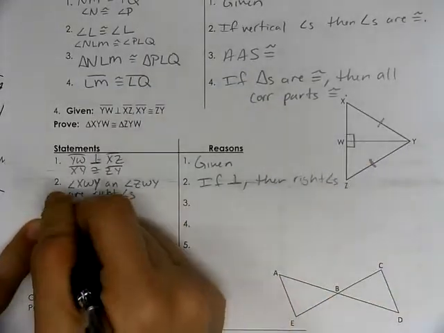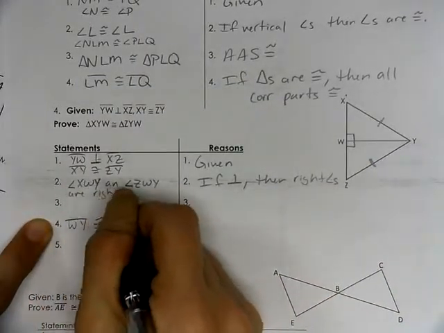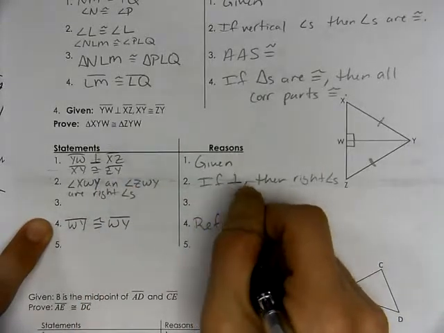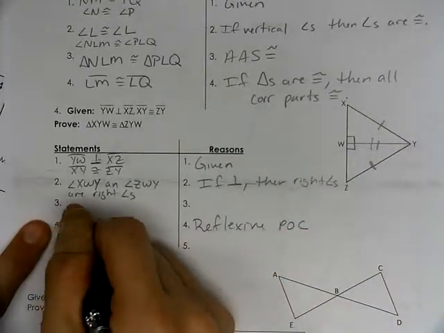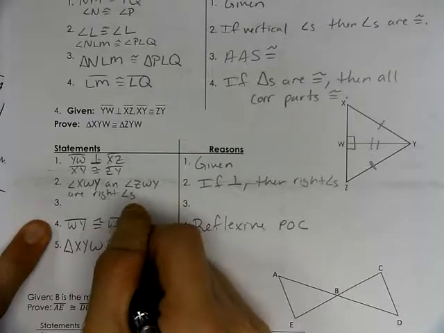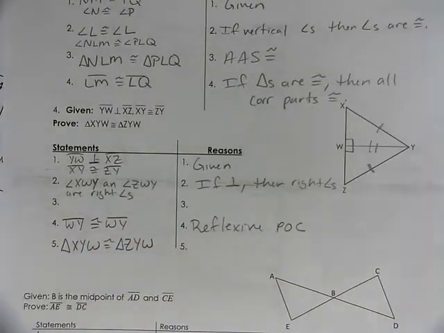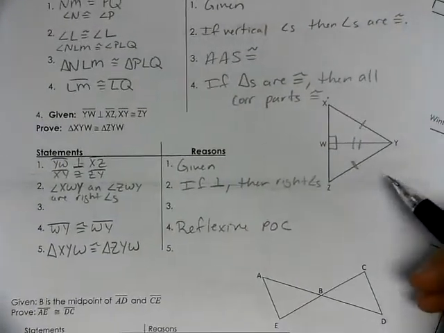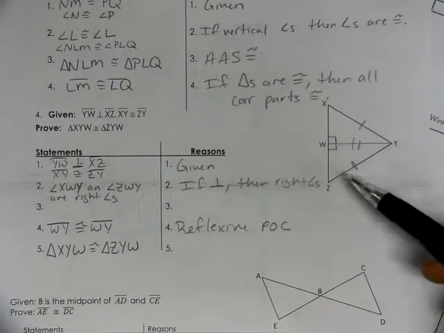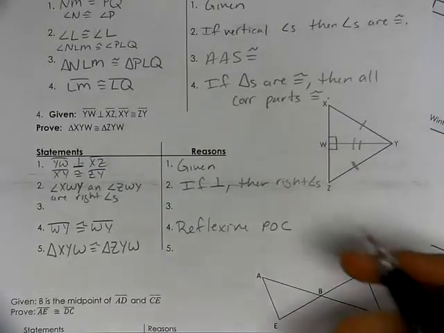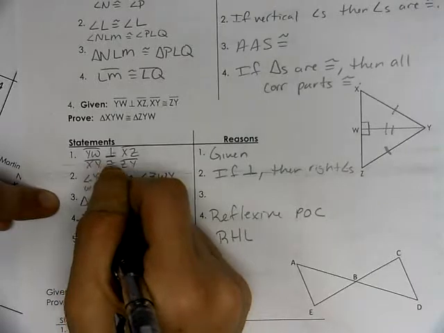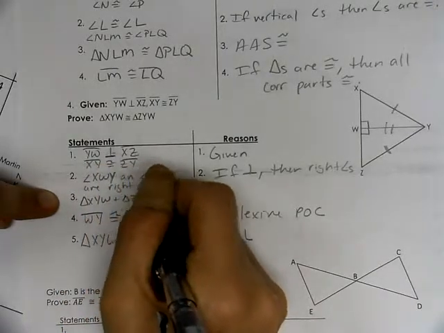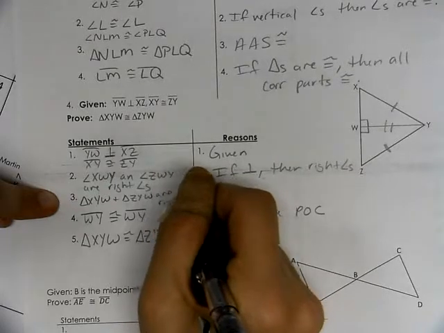Reflexive, WY. So WY is congruent to WY. Reflexive. So the triangles are then congruent by which method? What do I have here? Do I have the bad word? Do I have angle side side? So technically I have RHL. So because I'm doing RHL, I'm going to go back up here and say triangle XYW and triangle ZYW are right triangles.